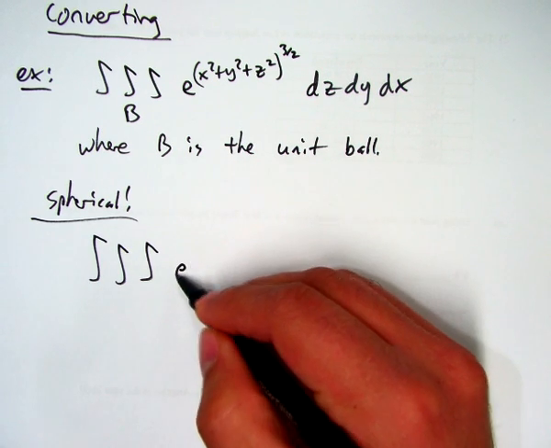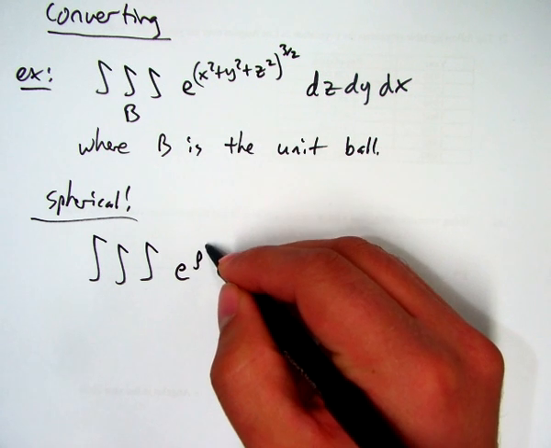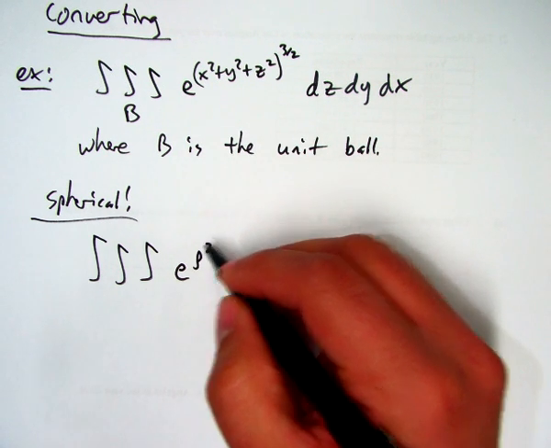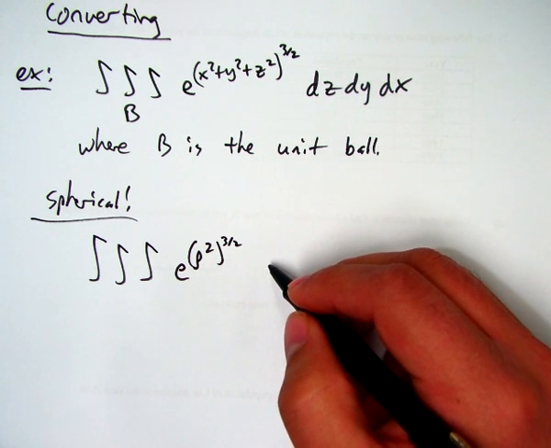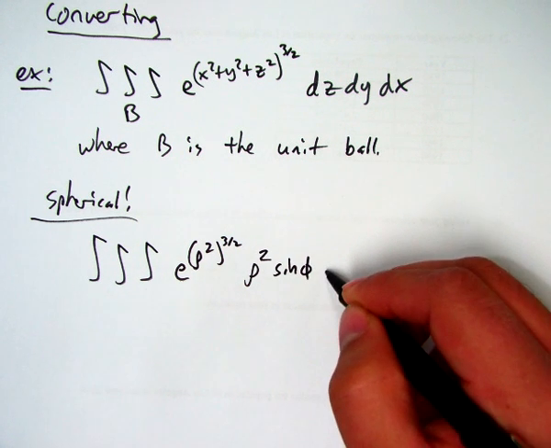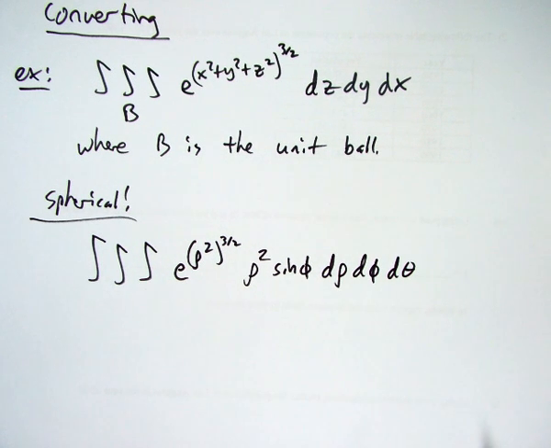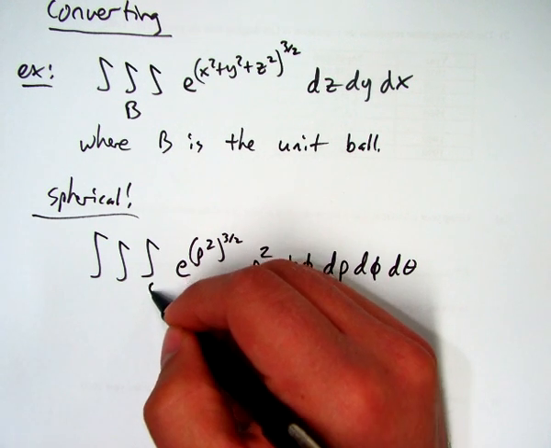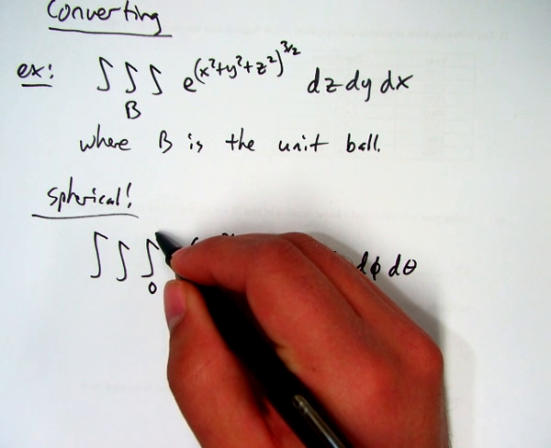E to the, what's x squared plus y squared plus z squared in spherical? Rho squared, and then that's to the 3/2. It'll become just e to the rho cubed. We want rho squared sine phi d rho d phi d theta. In a unit sphere, rho ranges from what to what? Rho is the radius of the sphere. Right. So 0 to 1.